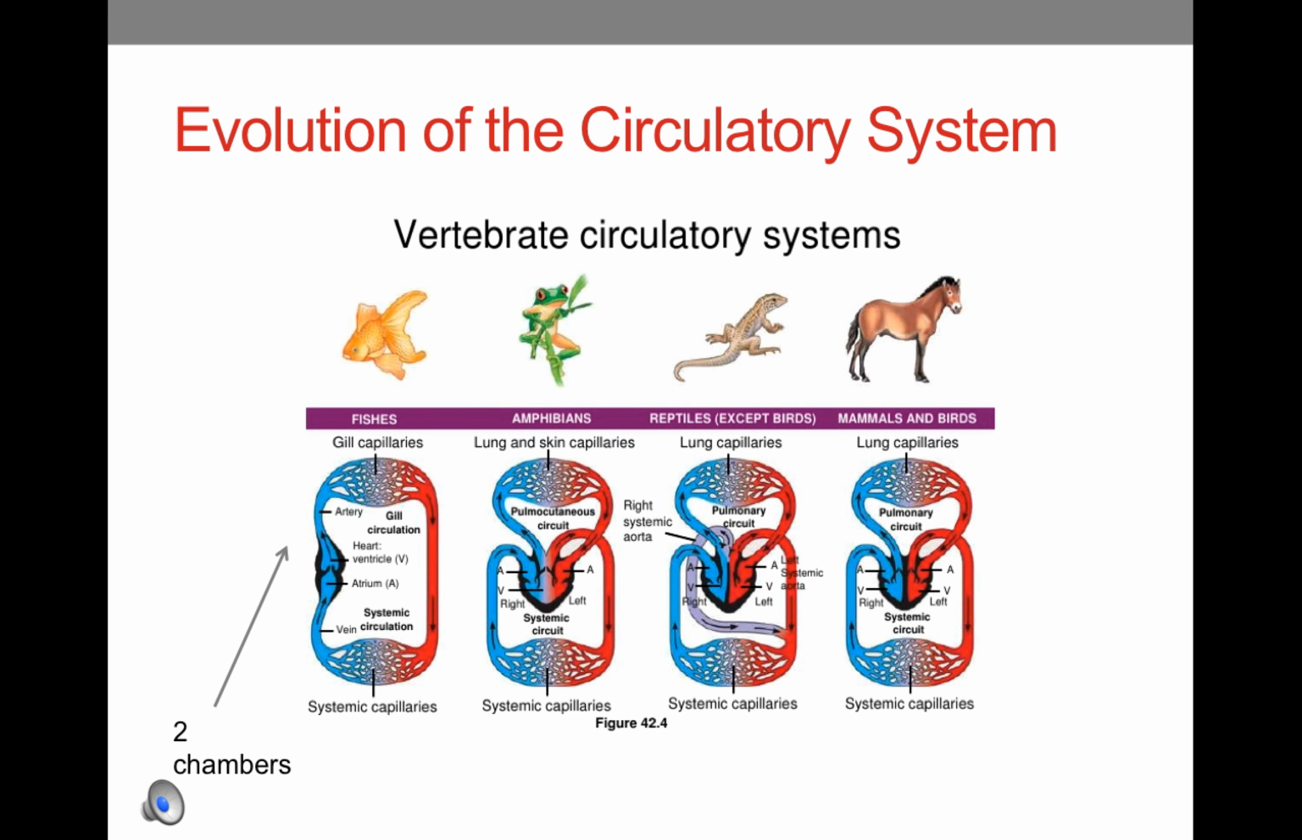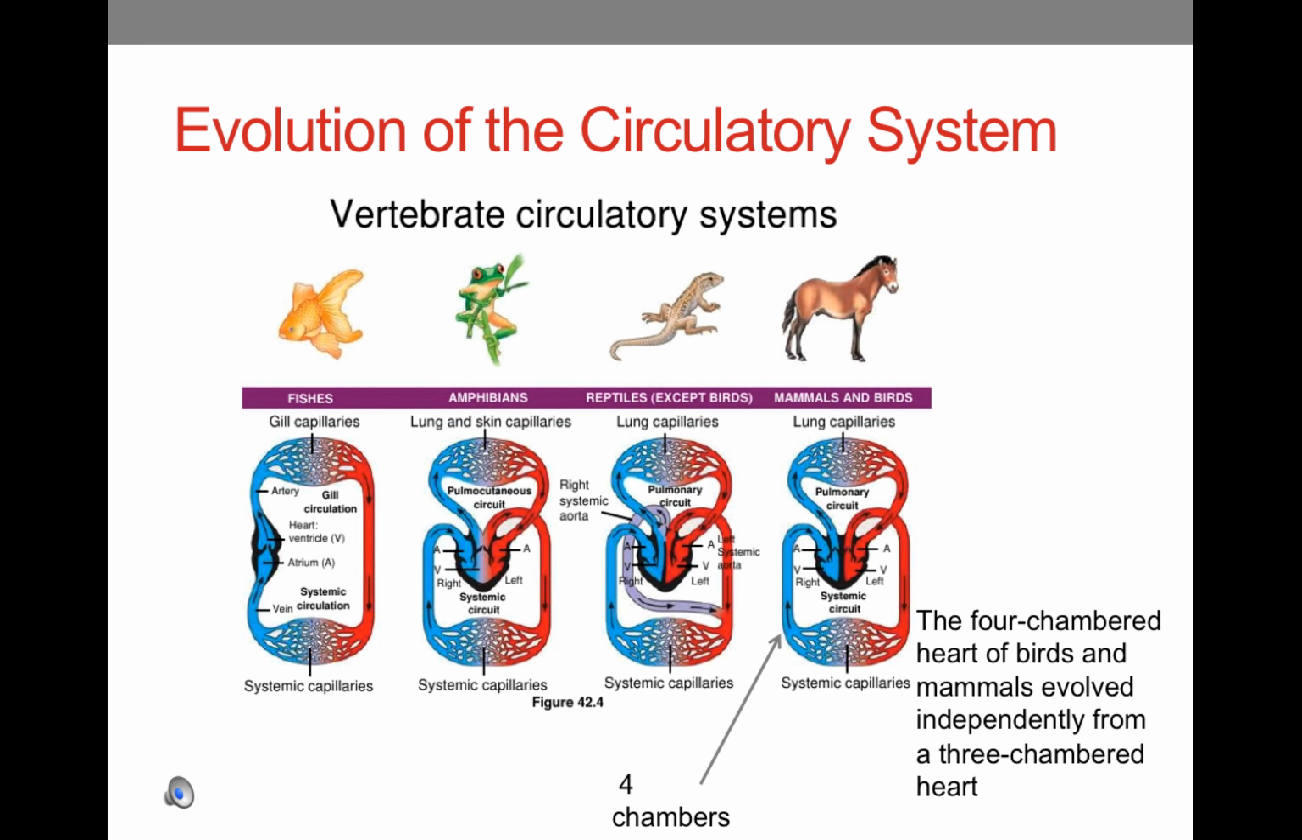Organisms are broken down by the number of chambers in their heart. Two-chambered heart organisms include types of fish. Three-chambered heart organisms include amphibians, and another three-chambered heart with some modifications include reptiles. Lastly, there are four-chambered hearts, which include organisms such as mammals and birds.